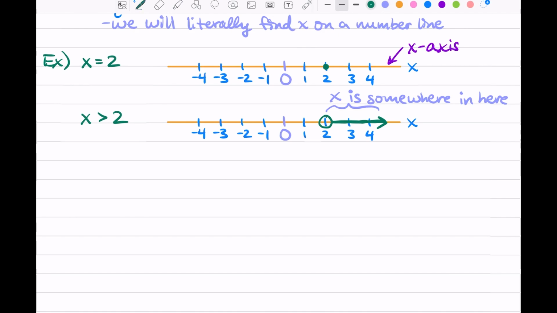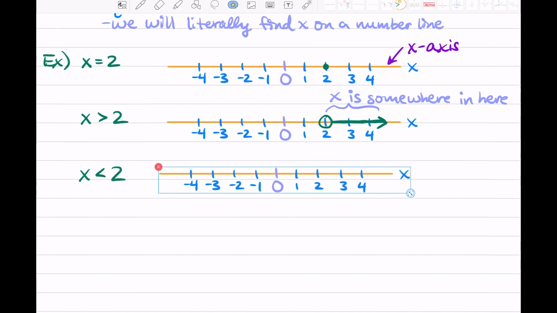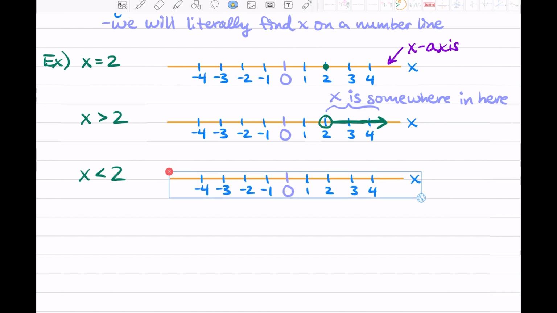Okay. Well, what if I told you x was actually less than 2? How do we represent that? Well, similarly, we know it's not equal to 2, so we put an open circle, and then we mark everything less than 2. And we can draw that arrow just to say everything to the left is somewhere that x could be. X is just less than 2.